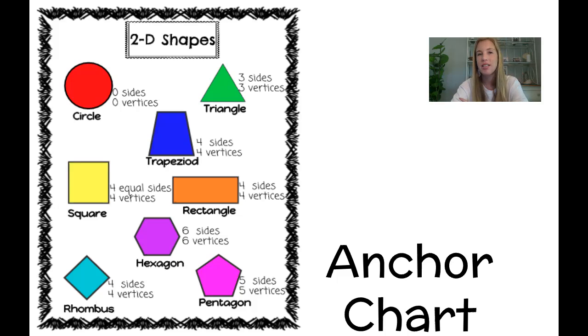Okay, how many sides did you count? Good, there are 6 sides and then 6 angles or 6 vertices. So hex or hexa means 6.